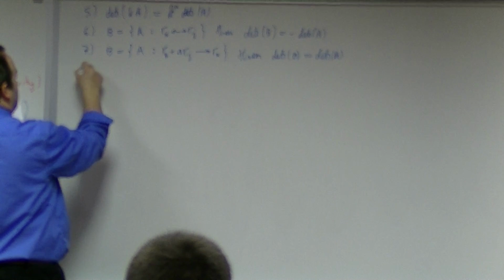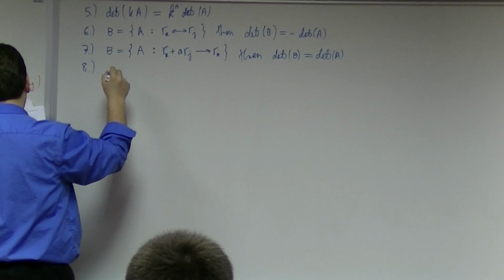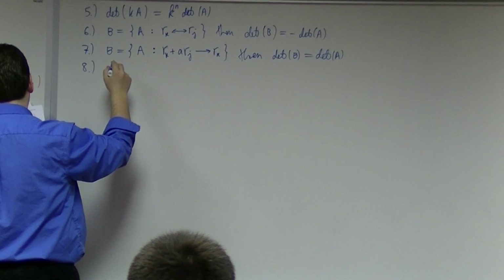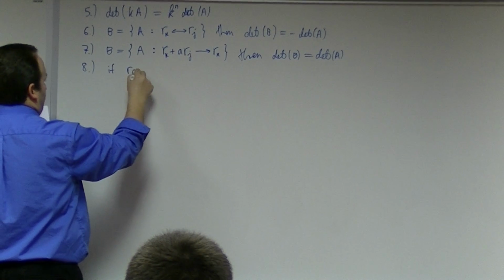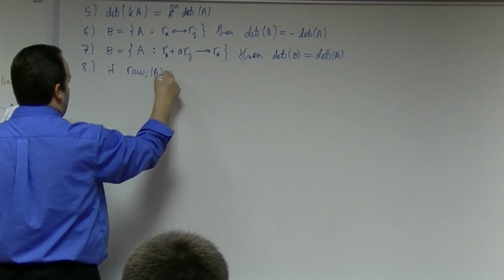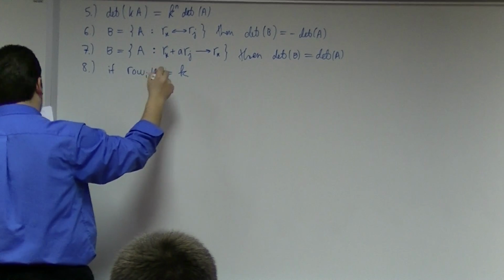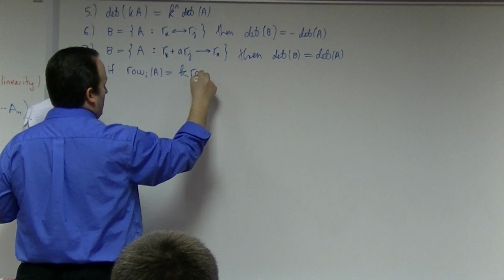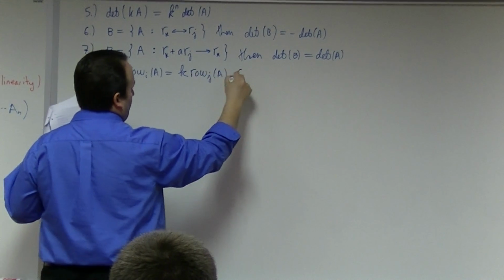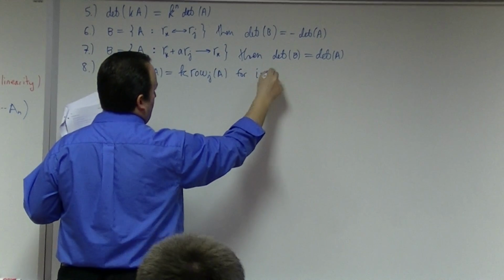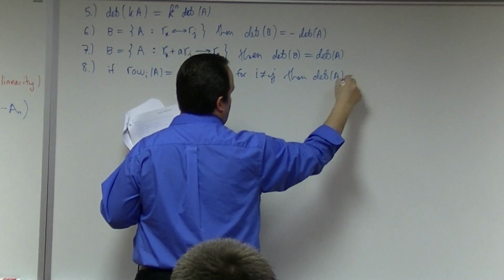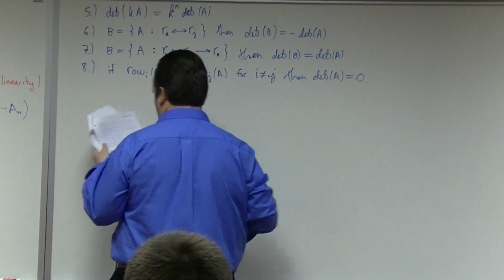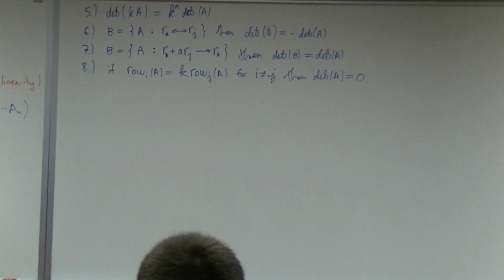And finally, 8, if you have any linear dependence, I'm a little less greedy. I say if the ith row of A is equal to some constant times the jth row of A, for i not equal to j, then the determinant of A is equal to 0. Of course, that's easy to understand given our starting point last class.